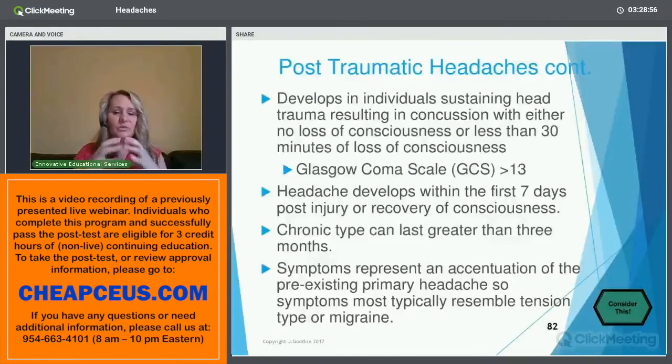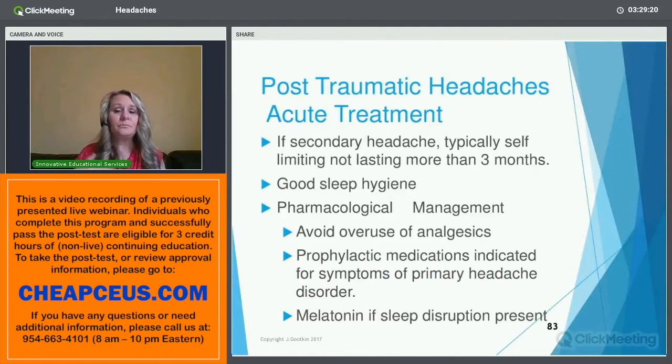If the headache does not develop within those first 7 days, let's say it's further out from their event, then you're considering that the headache they're presenting with is an accentuation of a previous headache disorder that they may have had, and you're going to take your symptom assessment and your management down that avenue to manage them. Typically speaking, if it is that secondary headache where it's just a consequence of the trauma, within 3 months it's going to abate. Good sleep hygiene for these individuals is important.